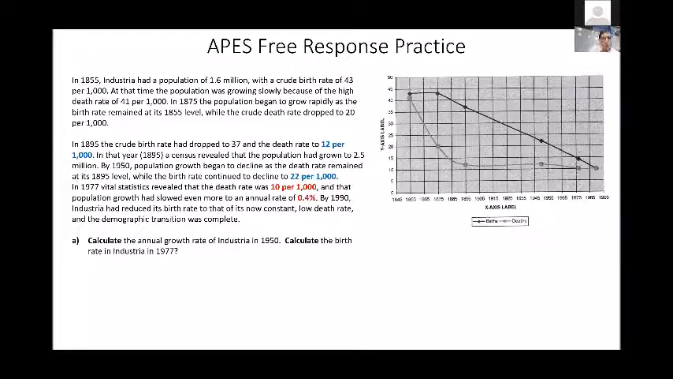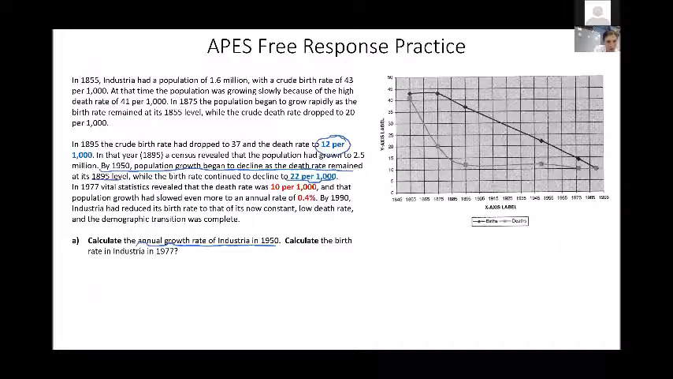What was the annual growth rate of Industria in 1950? So I need to look back through this paragraph here and identify what numbers I need to use. Here it says, by 1950, population growth began to decline as death rate remained at its 1895 level. Well, in 1895, it was 12 per 1,000. Now the birth rate then was 22 per 1,000. So now I have my numbers I need, but how do I calculate it?